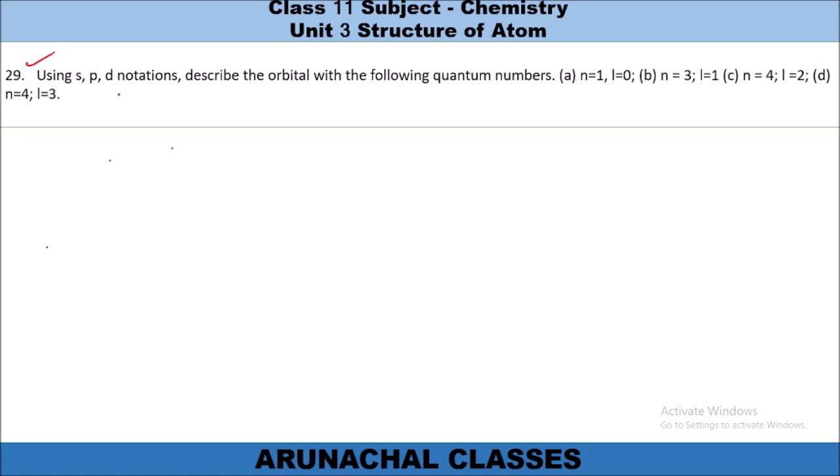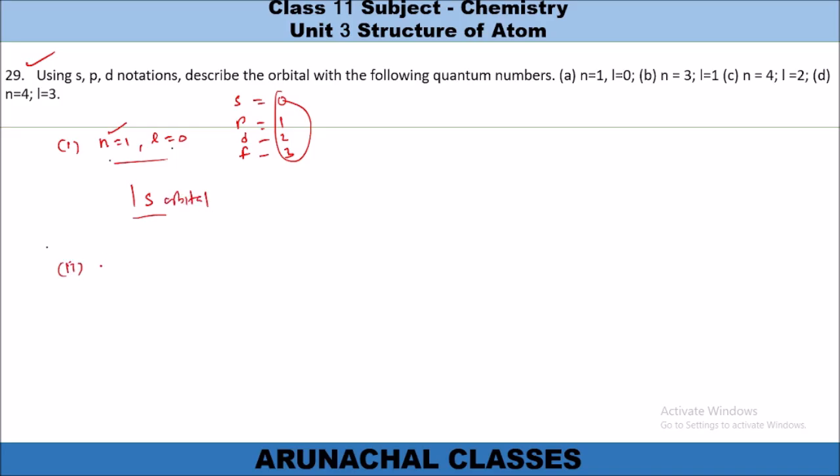Using spdf notations, describe the orbitals with the following quantum numbers. So first case we have n value is 1 and l value is 0. What does it mean? We know that s is indicating 0 l value, then p, then d and f: 1, 2, 3. These are the l values, that is your azimuthal quantum number. n value is 1 means 1, l value is 0 means s. So it is your 1s orbital.